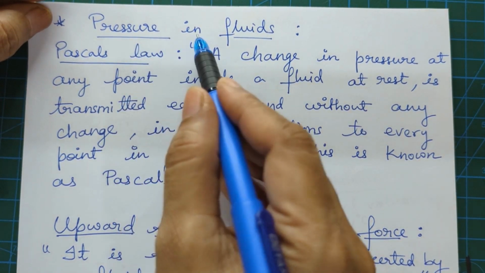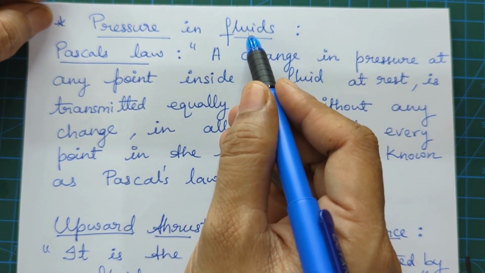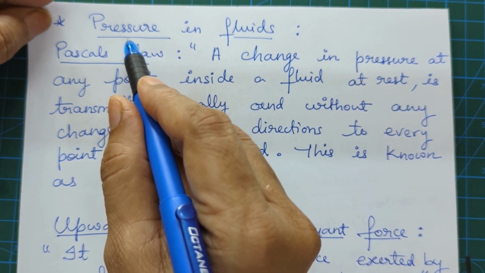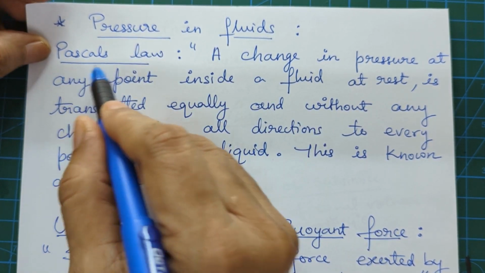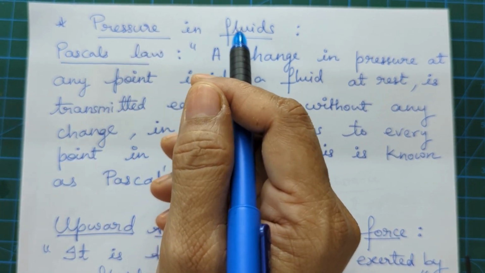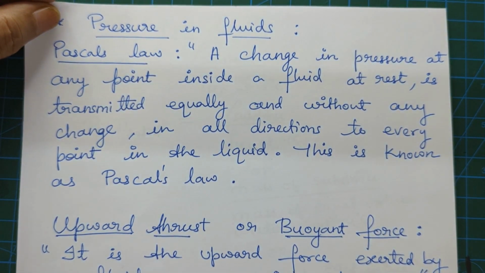Now coming to pressure in fluids. A fluid is something that flows. So liquids and gases are together called fluid. So there's a common word for liquids and gases. So about pressure in fluids, first we should know what Pascal's law is. Pascal's law is a very important law when we learn about pressure or fluid mechanics.